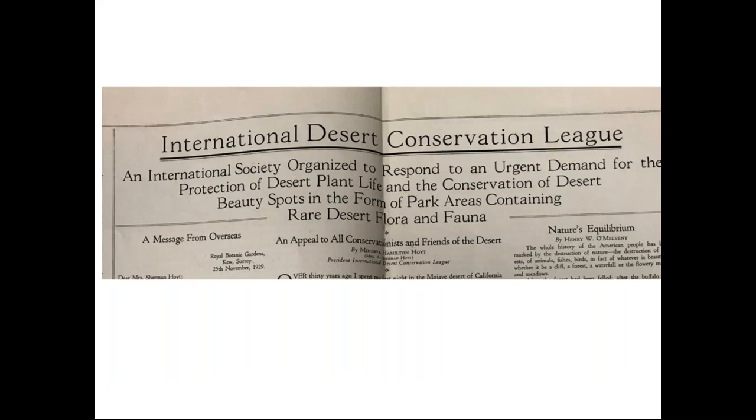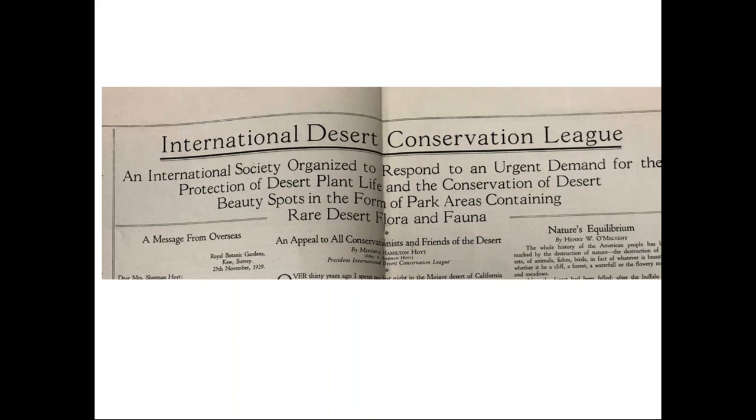So to protect all this, we're going to see this brand new formation of something that's basically not been seen before, the International Desert Conservation League. And it has a terribly long description. But Virginia Minerva Hoyt is basically going to say, we're creating this league for two reasons. One, we're going to identify what the desert is.